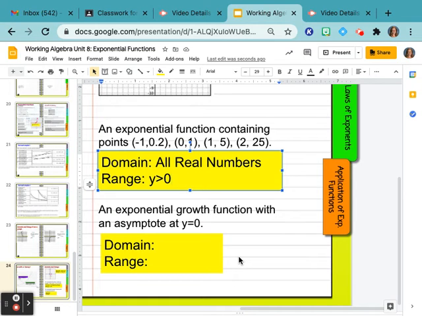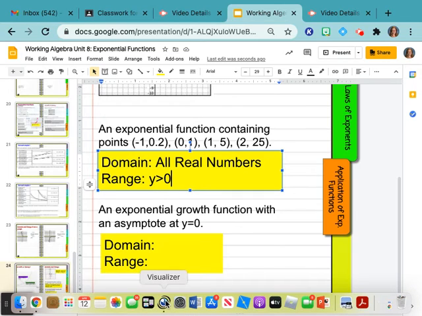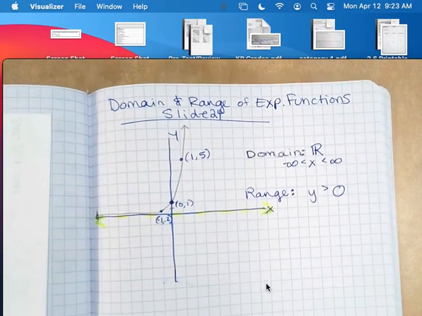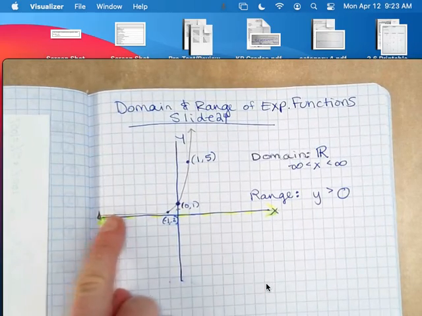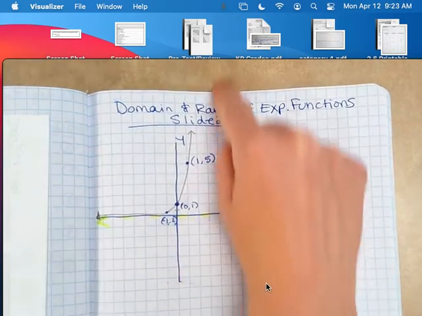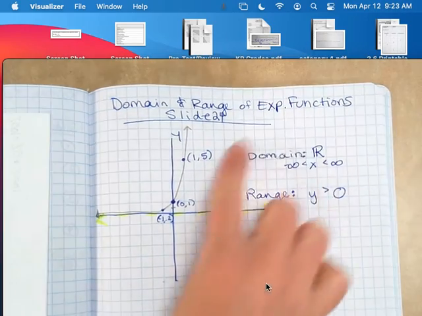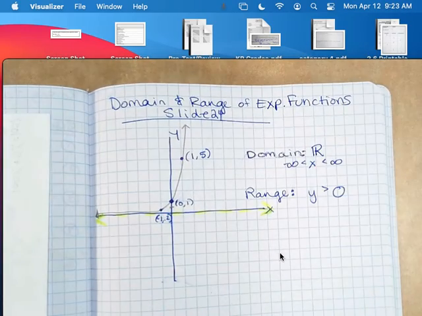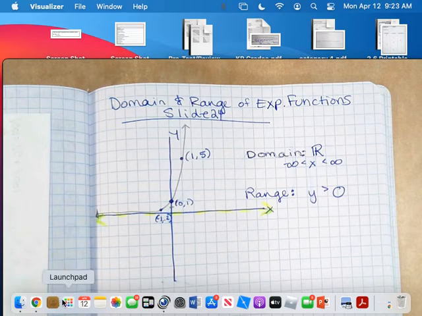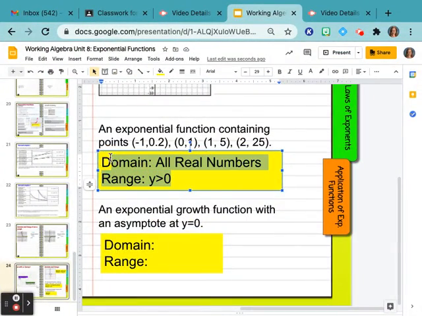And the next one, an exponential growth function with the asymptote at y equals 0. This is going to look just like that last one, or something similar. The growth rate might be different, but it's still going to have an asymptote at y equals 0, and it's going to be growth, so it's going to go on and on forever. So it's actually going to have the exact same domain and range, because this one also has an asymptote of 0, and it's an exponential growth function. I'm just going to copy and paste this over.